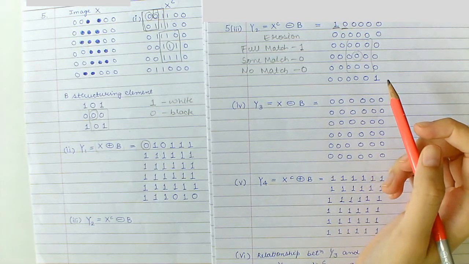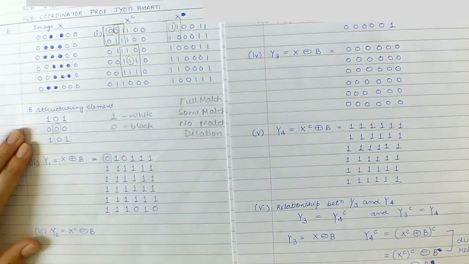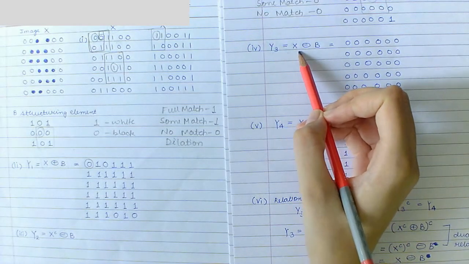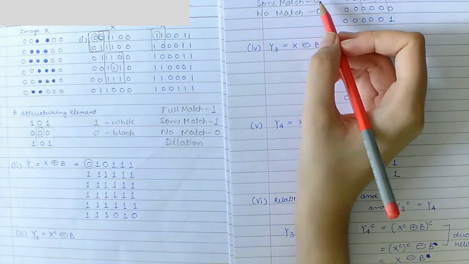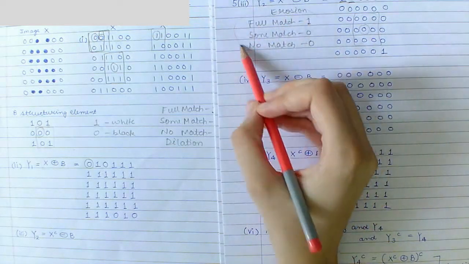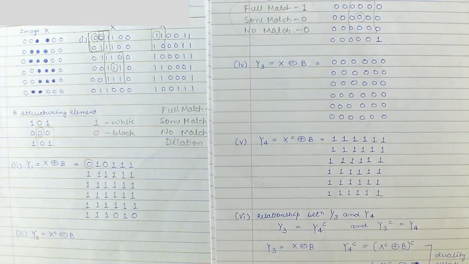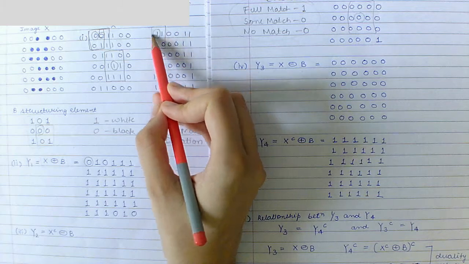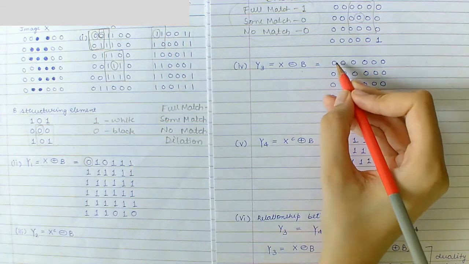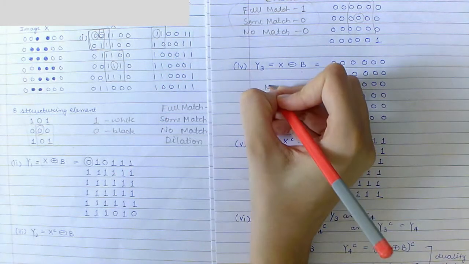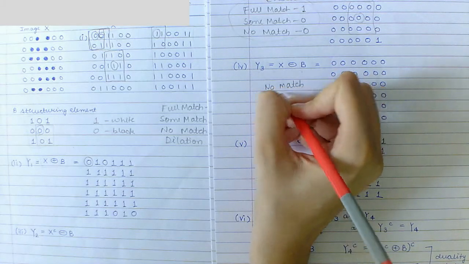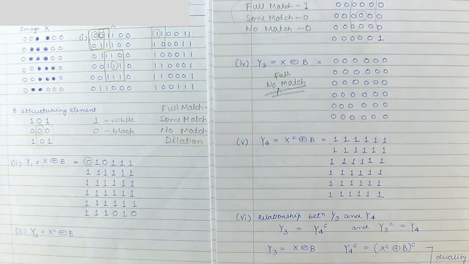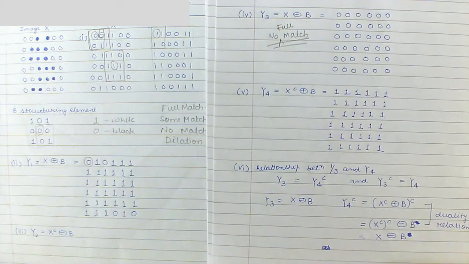Now moving on to the next part, we have to do Y3 equals X erosion B. We use the same rules for erosion as before, and as we can see, if we place the whole structuring element over any part of X, we get no match. So every value is 0 here. No full match, as it is erosion.